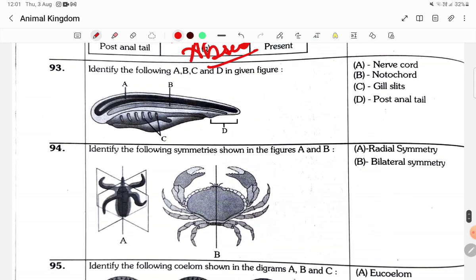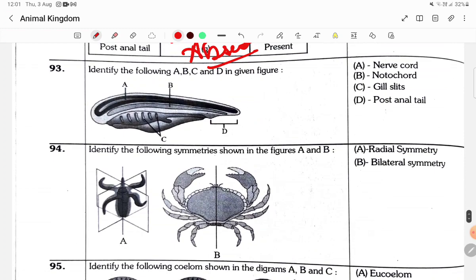Coming on next question, question number 93. These are the gill slits present. So this is gill slit. This is a tail or a postanal tail. This structure is notochord. And this upper structure is nerve cord.